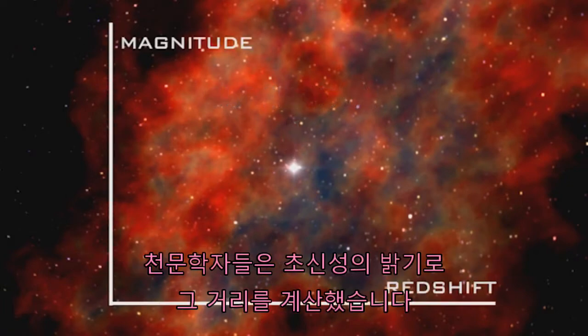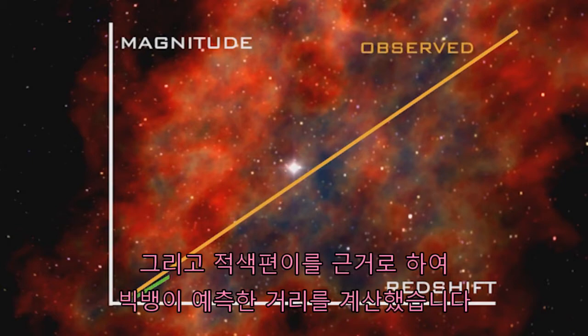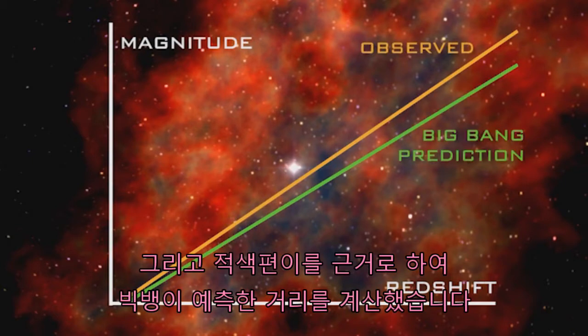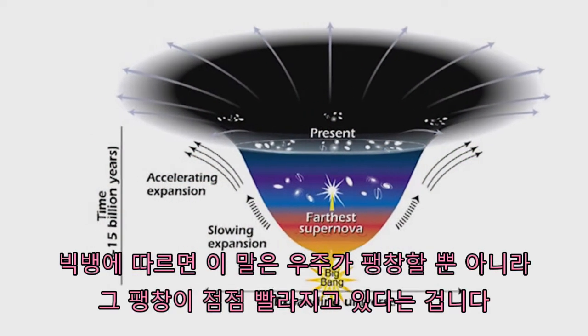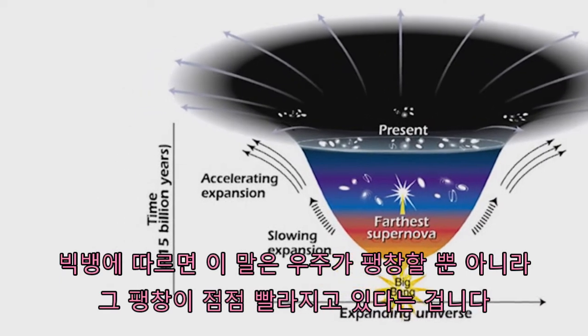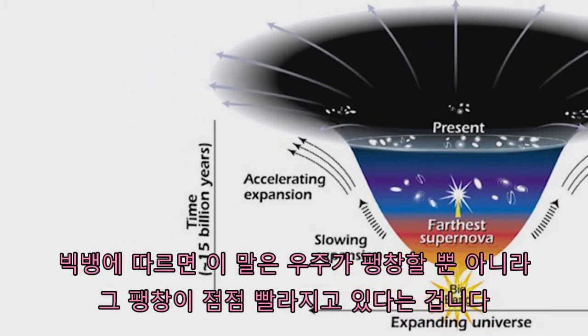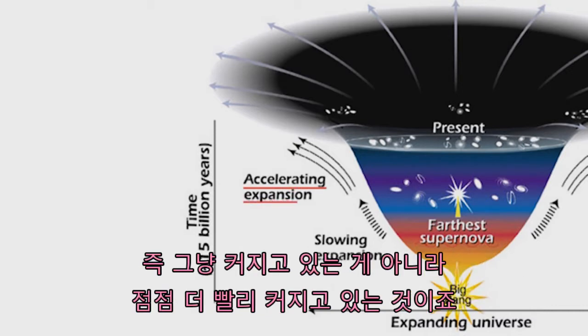The astronomers calculated the distance of the supernovae by measuring the brightness of the explosions. Then they calculated the distance that the Big Bang model predicted based on the redshifts, and the distances were slightly different. What does this mean? Well, according to the Big Bang model, this means that not only is the universe expanding, but the expansion rate is also accelerating. In other words, it's not only getting bigger, it's getting bigger faster and faster.